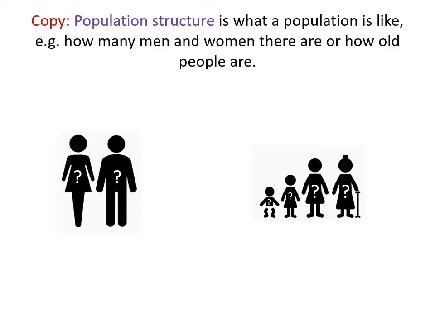Okay, so the first thing to be aware of is a population pyramid shows the population structure of a country. With that in mind, what does population structure mean? Well, the definition is on the board. It's what a population is like. For example, how many men and women there are, or how old people are. Could you please copy that down? Leave a line under your title, jot that down, pause the video now.